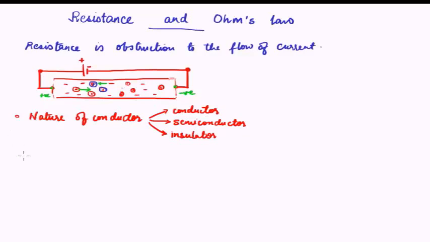Second, given we have two wires of same material but different length, then they too will have different resistance. Why?